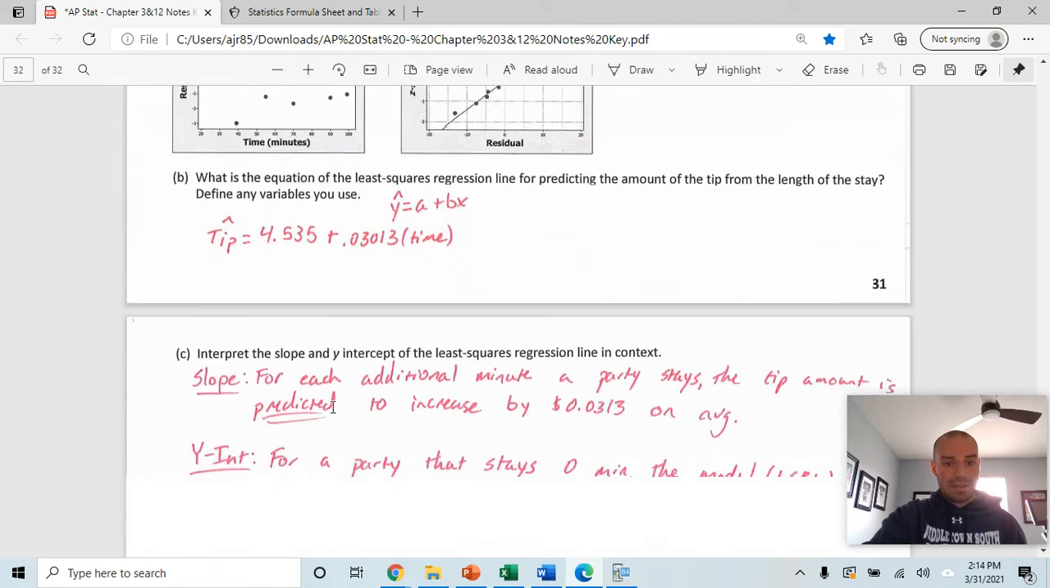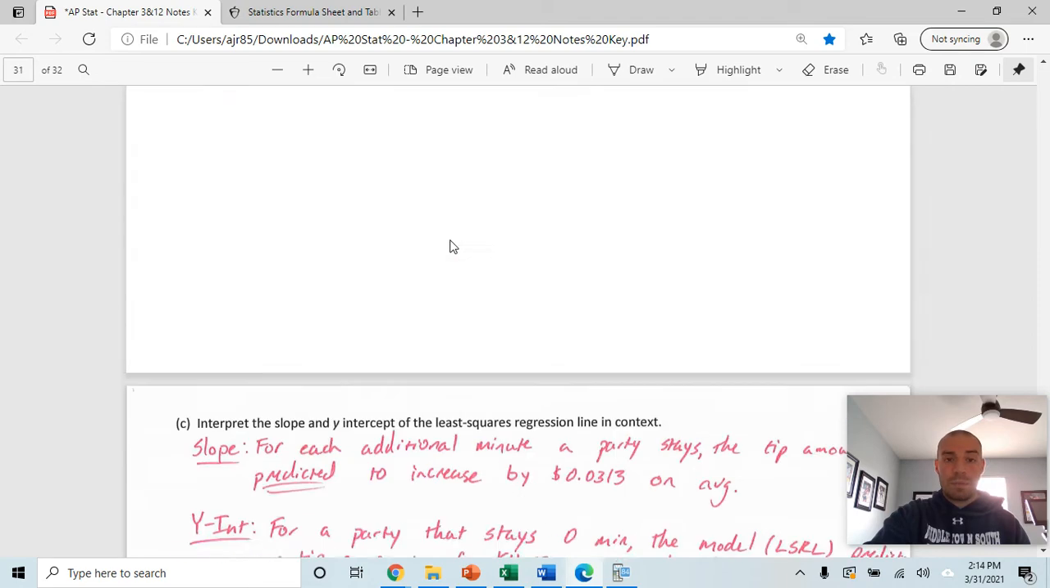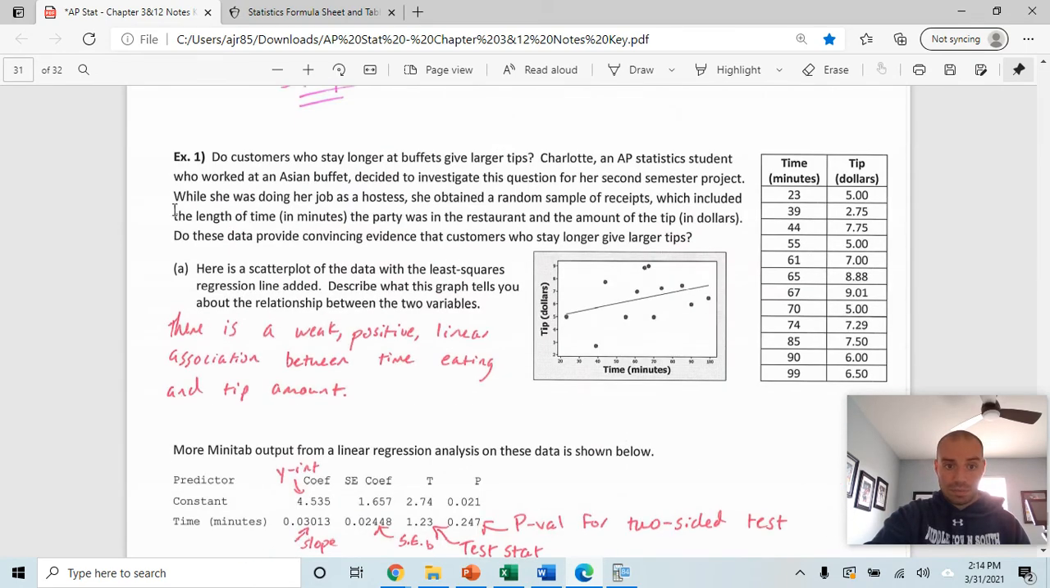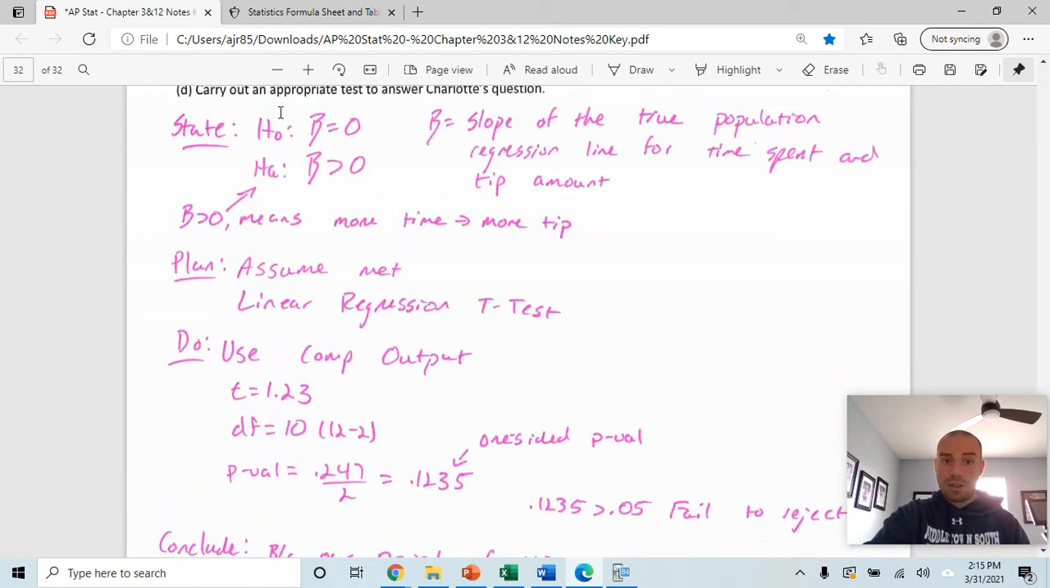We'll do part B and C in class, but I want to talk about the significance test. And again, we'll go through this in class more in depth. The question is that people who spent more time tended to tip longer. Do we have convincing evidence that customers who stay longer give larger tips? So my null hypothesis is that the slope is equal to 0. That's always your null. Your alternative here would be that beta is greater than 0. A slope greater than 0 means more time is more tip. And this beta represents the slope of the true population regression line.